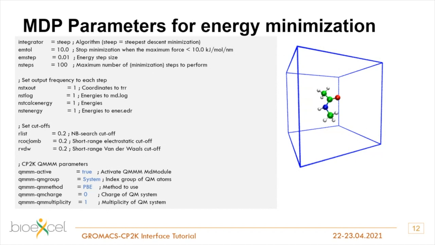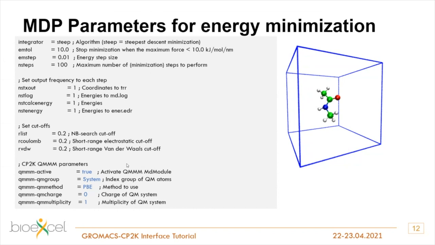Okay, let's continue. Please see the MDP parameters. Please open the em.mdp file and you will see the following picture. This is a very simple setup which we use just to minimize the energy. We use a steepest descent optimization algorithm here, with a tolerance parameter and 100 maximum steps. There are the output frequency parameters, normal for GROMACS: we want to output coordinates at each step, output into the log file each step, calculate energy each step, and output energy each step.